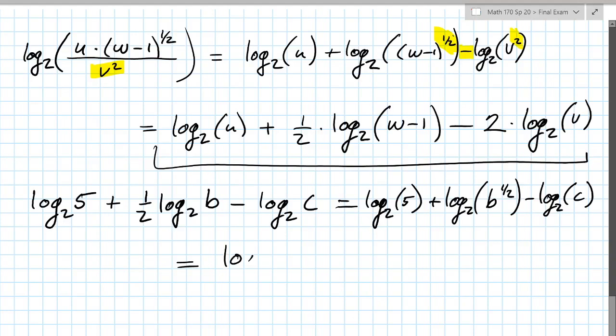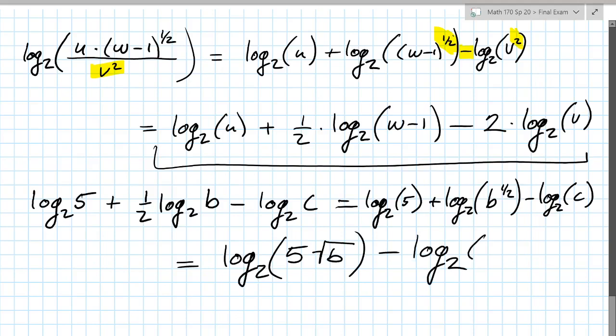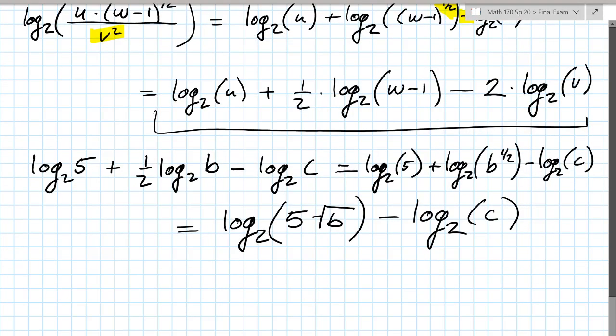So we have log base 2 of, since we have a plus here, that means we are going to have to multiply these arguments. And instead of writing b to the 1/2, I will write the square root of b. And then we have minus log base 2 of c. And now we can combine these since we have log functions separated by subtraction. And we've got 5 times the square root of b divided by c.